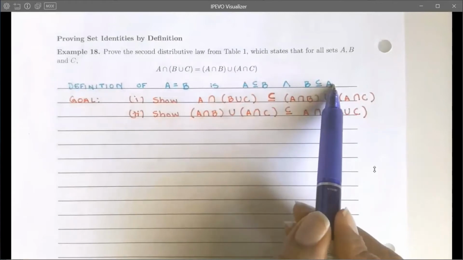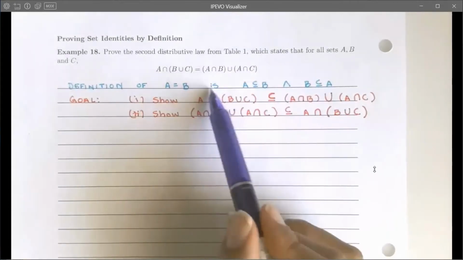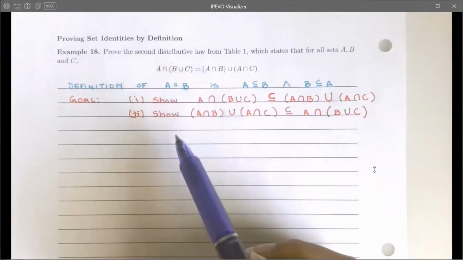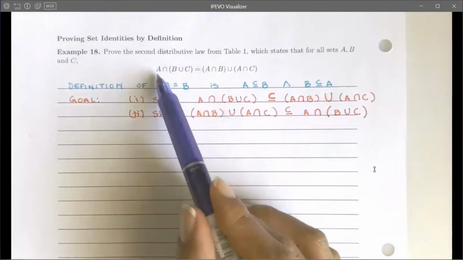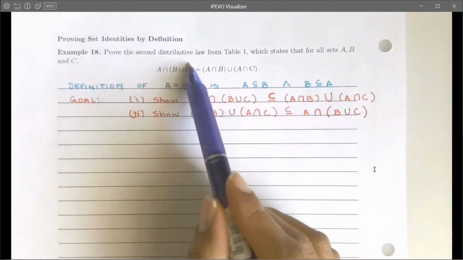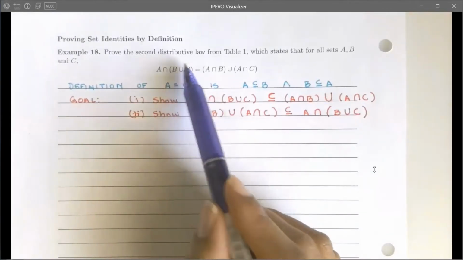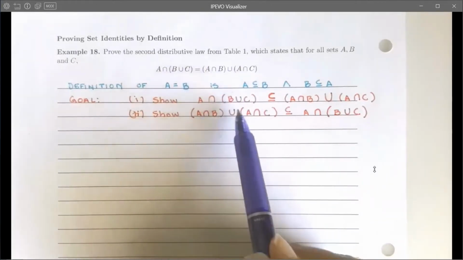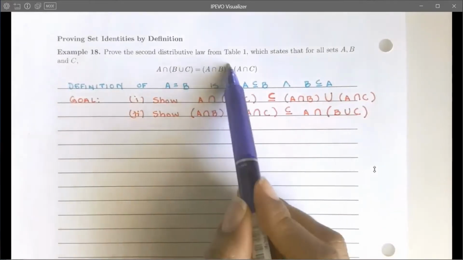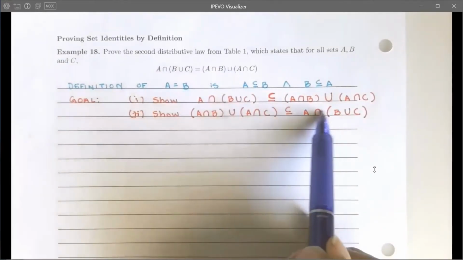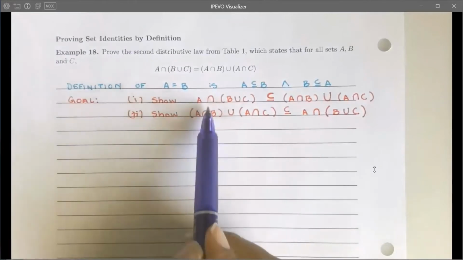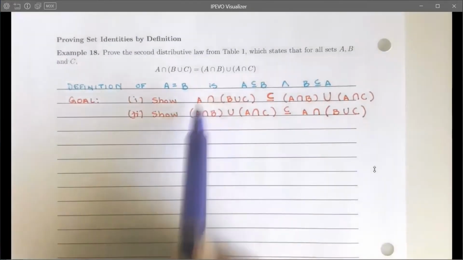So applying this definition, in order to show that this equation holds true, there are two things that we need to show. We need to show that the set on the left-hand side is a subset of the set on the right-hand side. And we also need to show that the set on the right-hand side is a subset of the set on the left-hand side. So we're going to be working towards those two parts of the proof, starting with this first one.